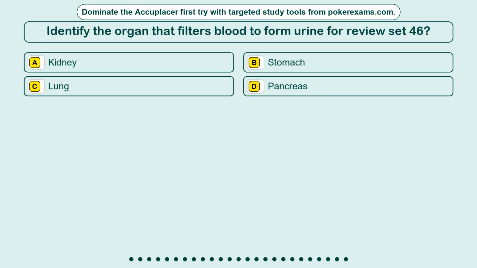Question 24. Identify the organ that filters blood to form urine for review set 46. Option A, kidney. Option B, stomach. Option C, the lung. Option D, pancreas.